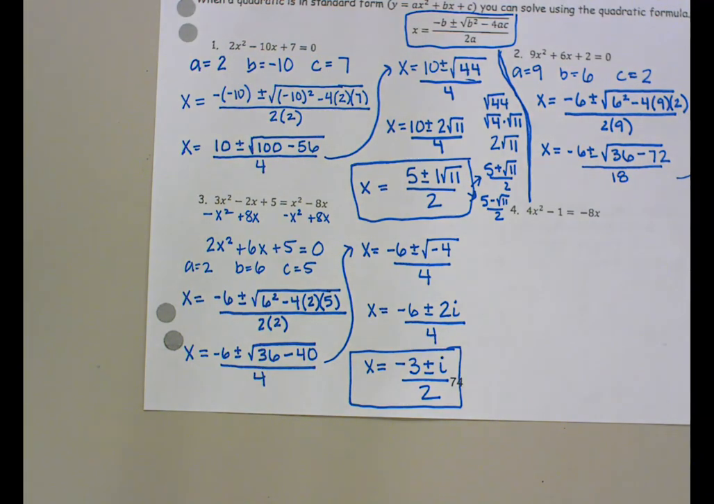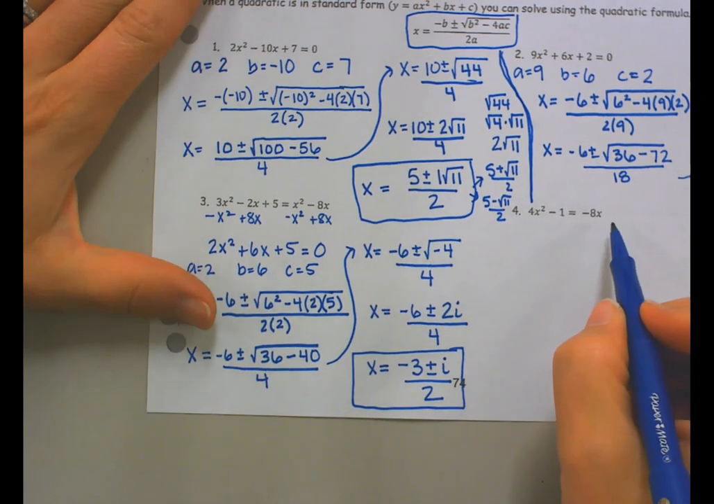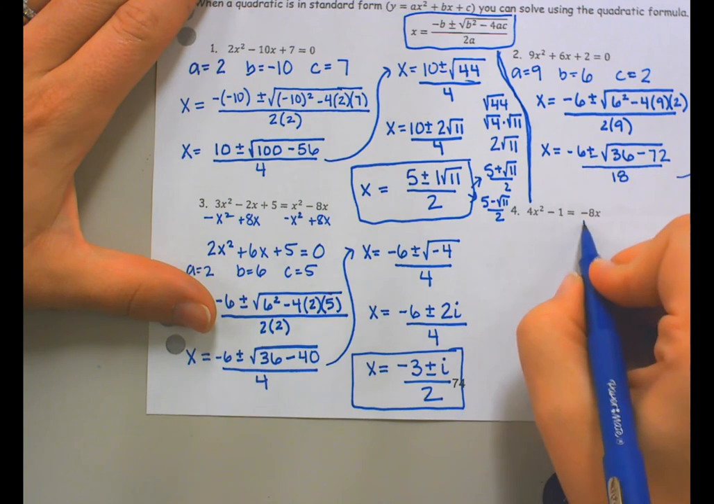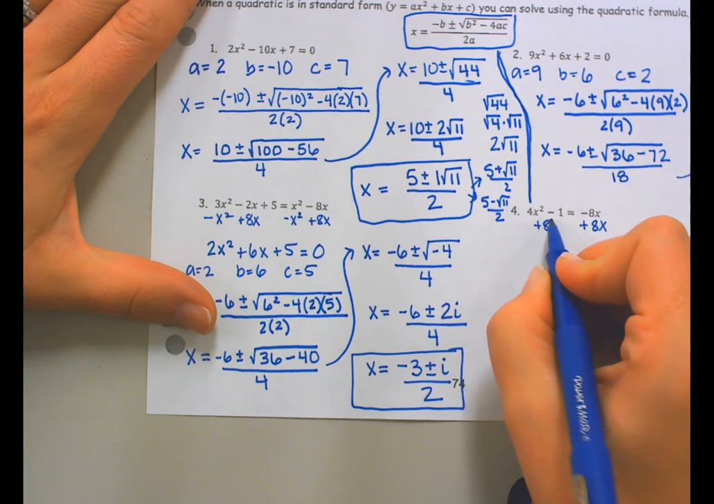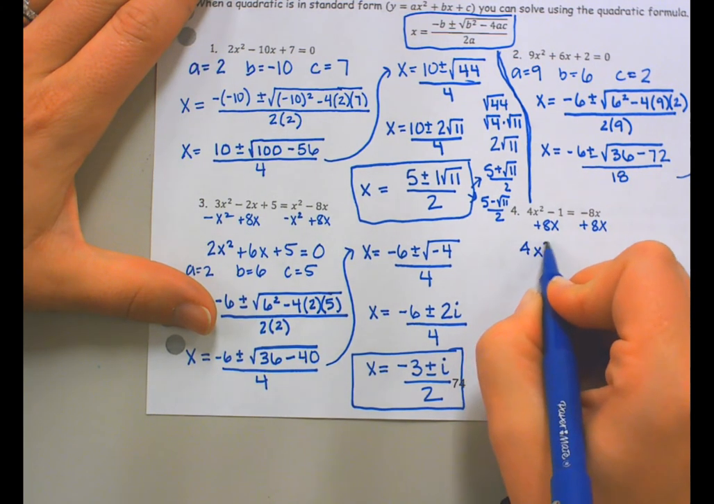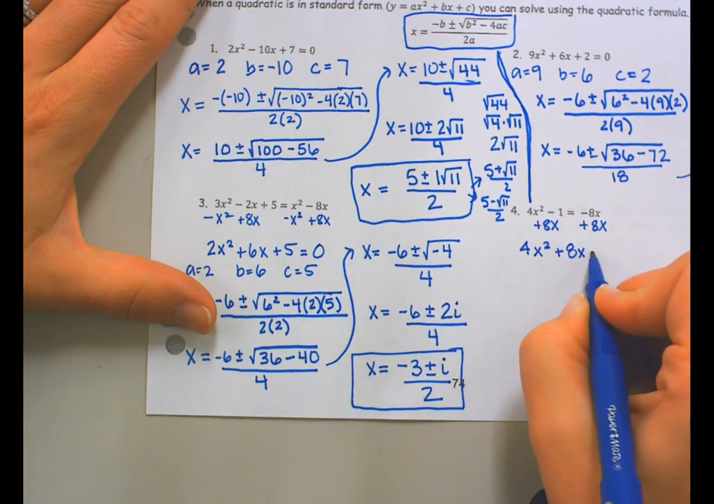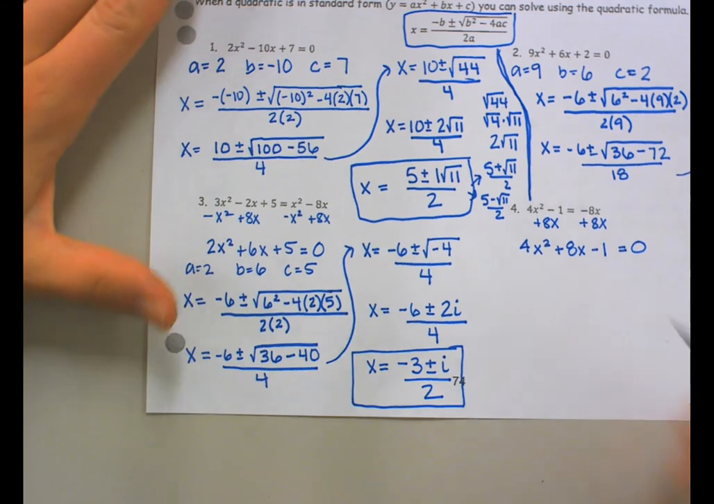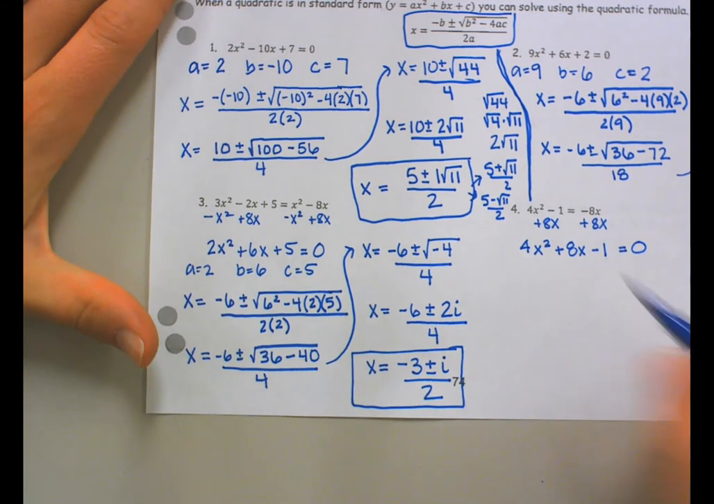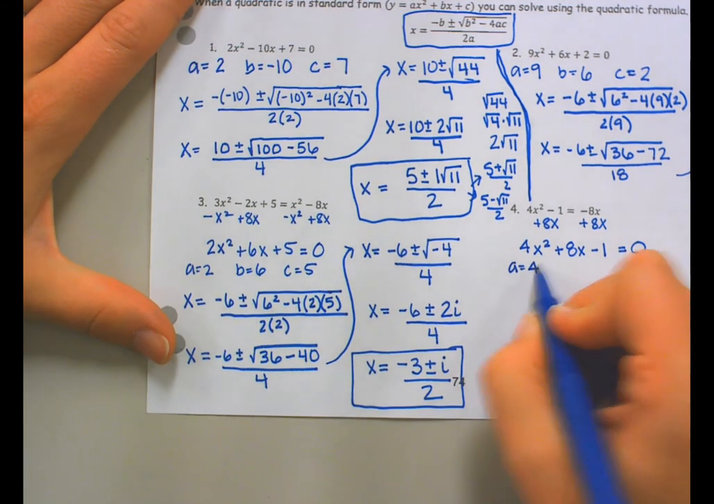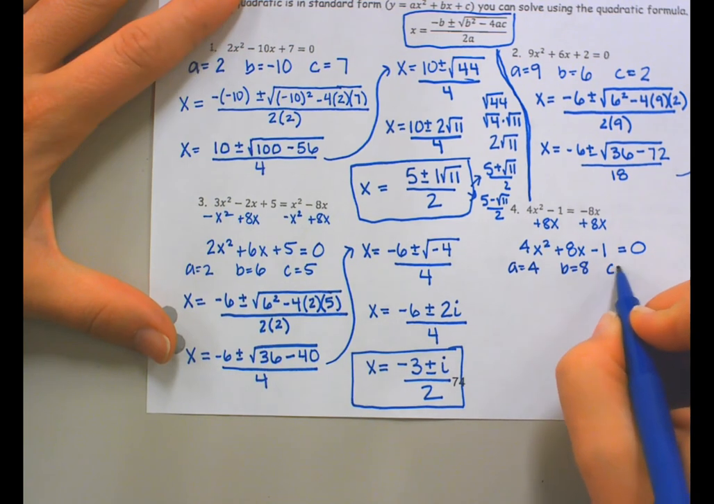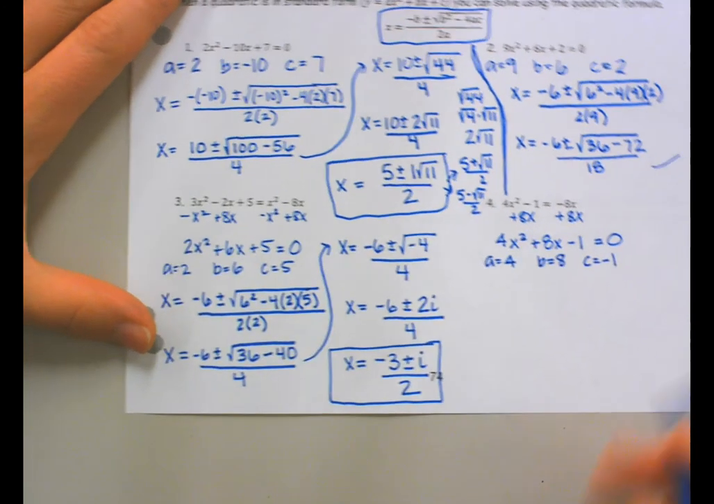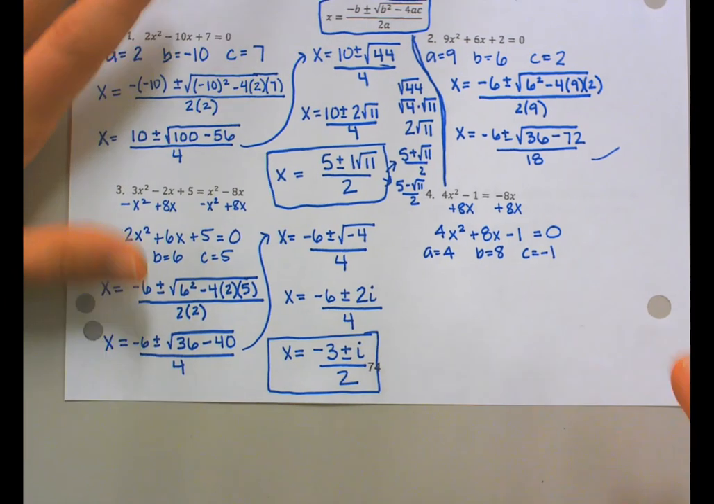One more example. All right, so again, let's make sure that our equation is in standard form. So I need to move this 8x to the same side of my equation. I'm going to add it to both sides. So I have 4x squared plus 8x minus 1 equals 0. So now that it's in standard form, I can identify a, b, and c. a is 4, b is 8, c is negative 1. So then I'm going to plug it into my quadratic formula and simplify.